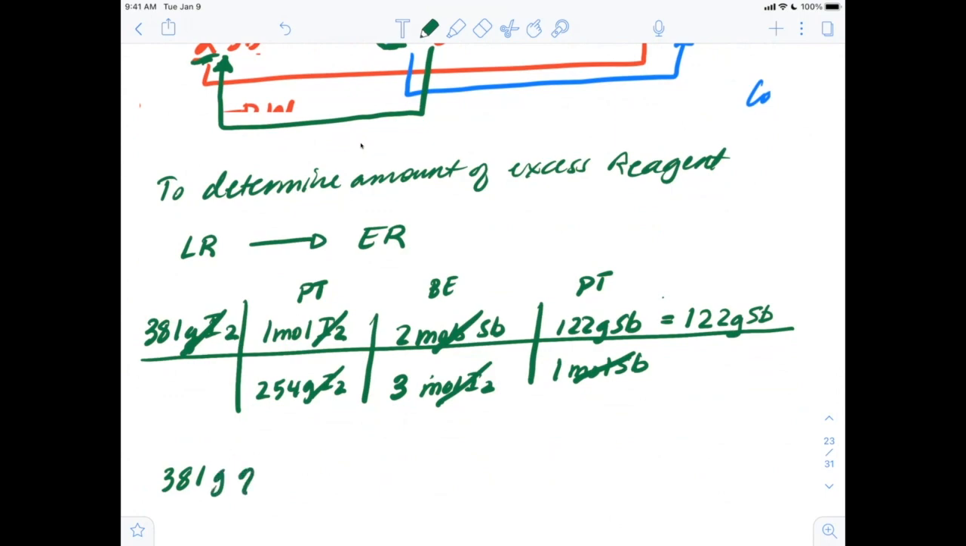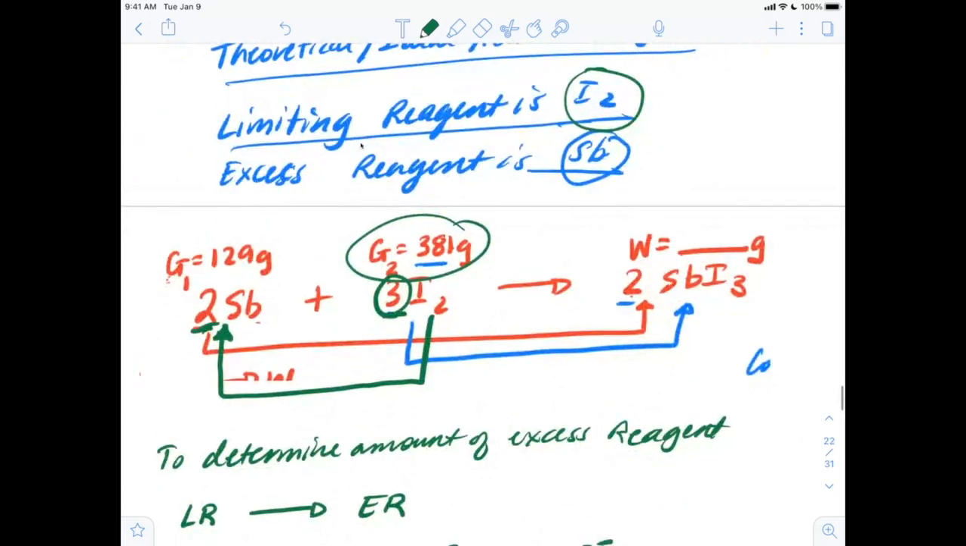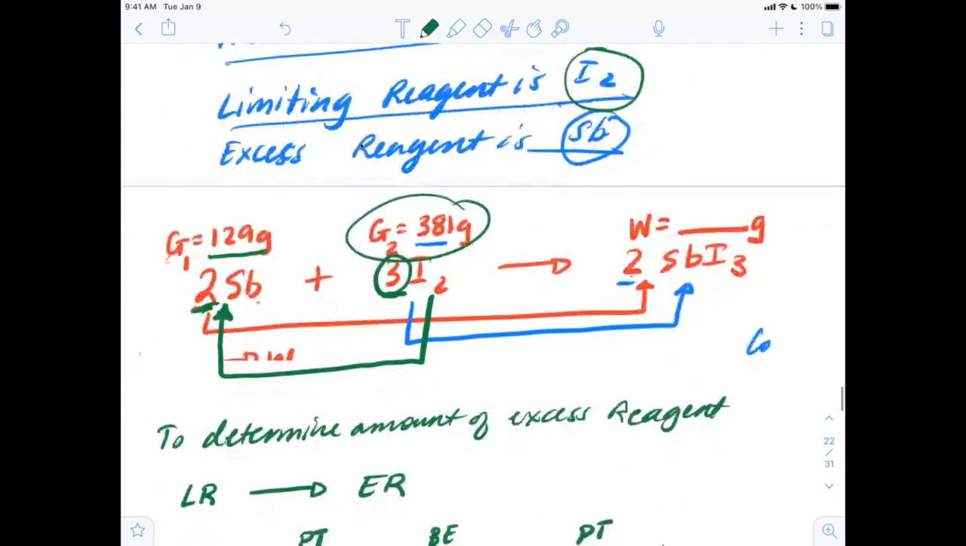Okay, so 381 grams of I2 reacts with 122 grams of Sb. That's great. That's what this is saying. But how much do we have? We had 129. That was more than what we needed.